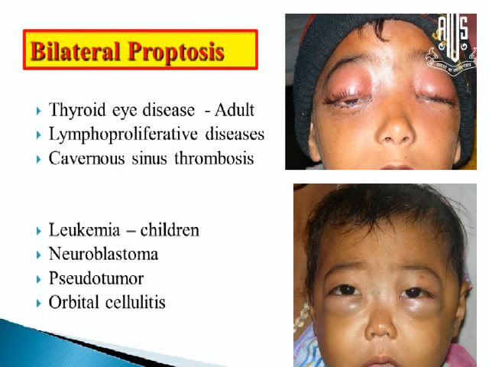Now if the patient is presenting with bilateral proptosis and is an adult, look for these three causes importantly: thyroid eye disease, lymphoproliferative disease, or bilateral cavernous sinus thrombosis. And in children with bilateral proptosis, you should look for leukemia, neuroblastoma, orbital cellulitis.